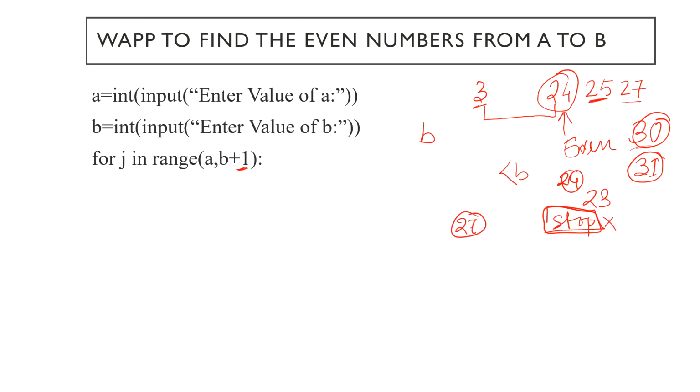Here B plus 1 will take 28, so 28 will not come in the output. So the loop will go till 27, but it will print till 26. Okay, because 26 is the even one.